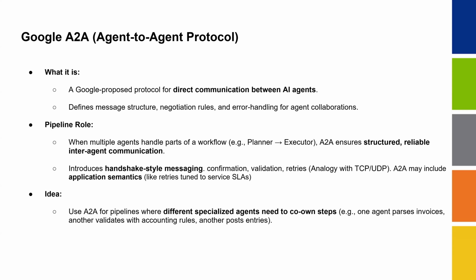You can consider A2A for pipelines where different specialized agents need to co-own steps. For example, one agent parses invoices, another validates them with accounting rules, and another posts entries, etc. So A2A is like a language for agents, and consider MCP as the baseline construct through which that communication will happen.